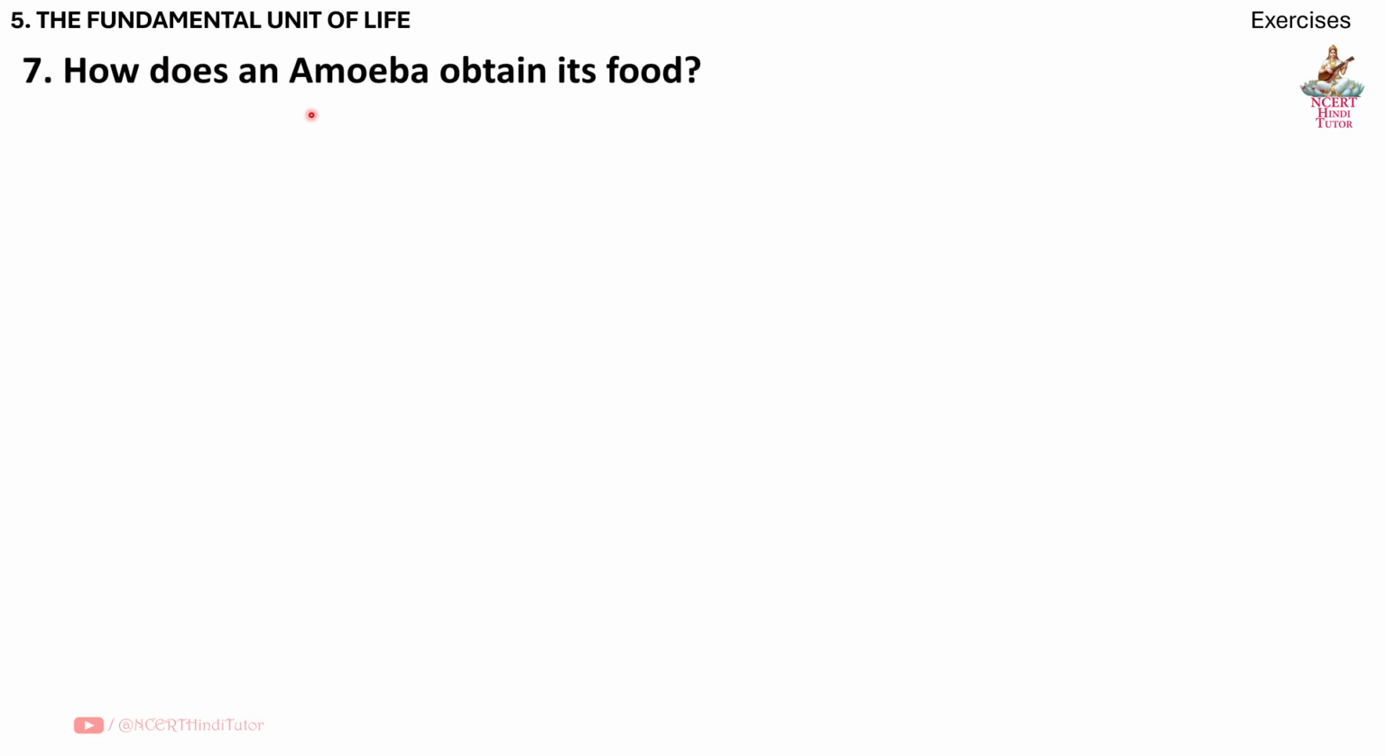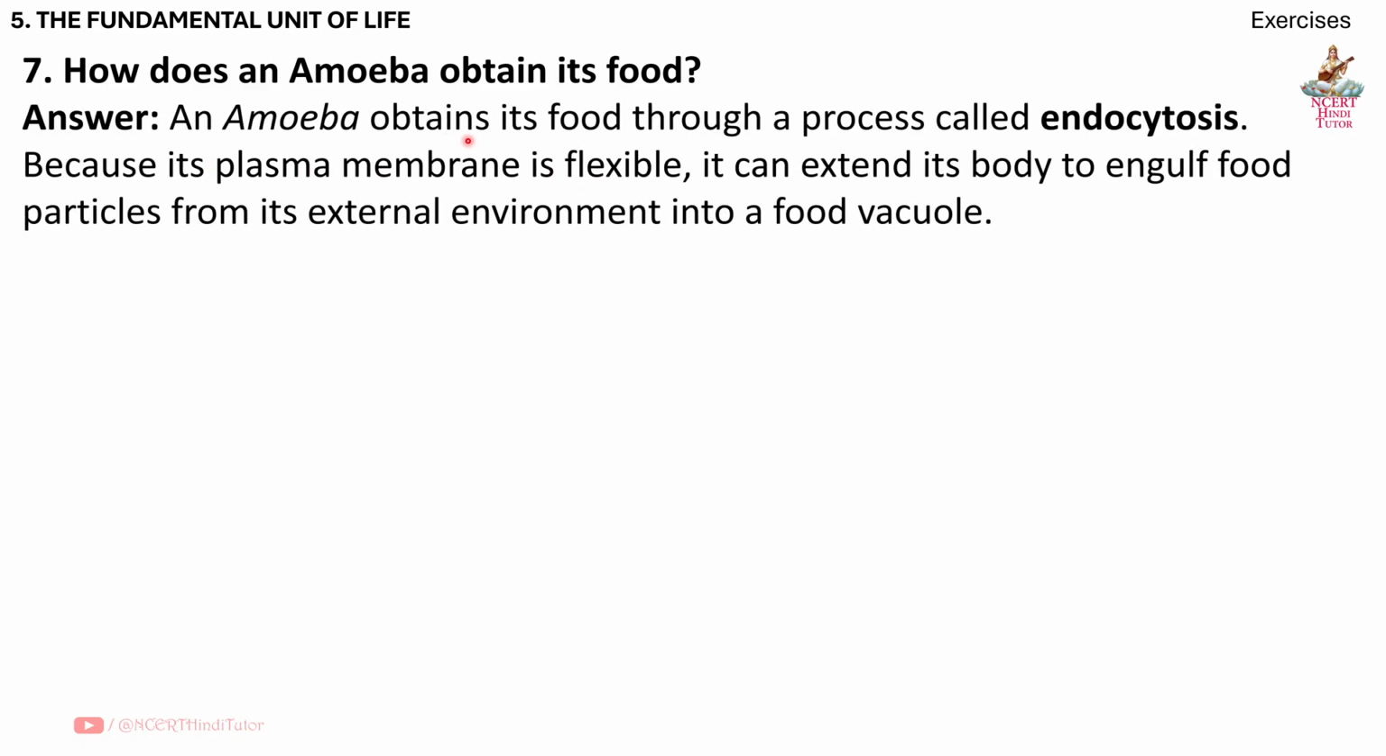Question 7. How does an amoeba obtain its food? Answer. An amoeba obtains its food through a process called endocytosis. Because its plasma membrane is flexible, it can extend its body to engulf food particles from its external environment into a food vacuole.